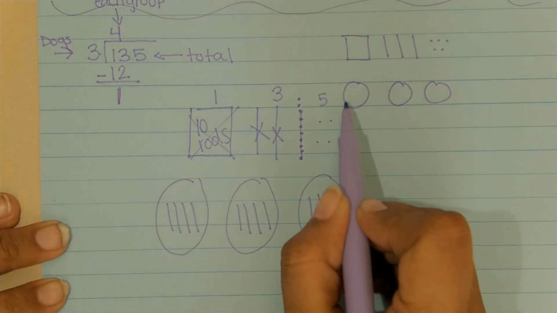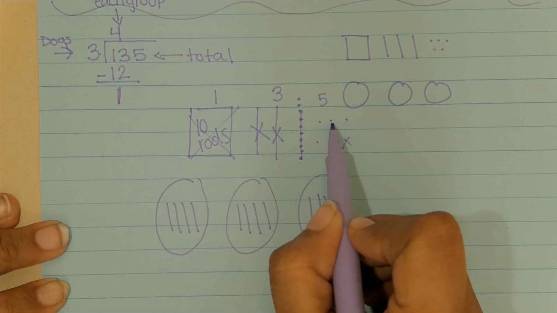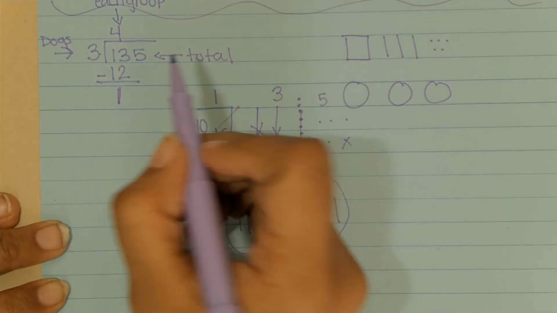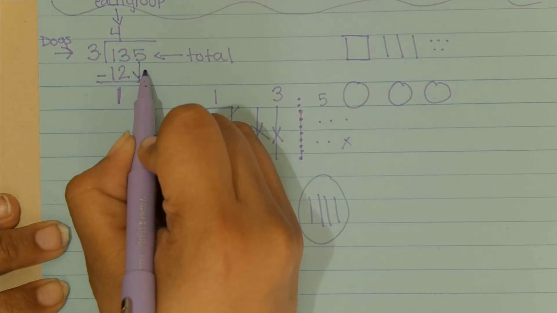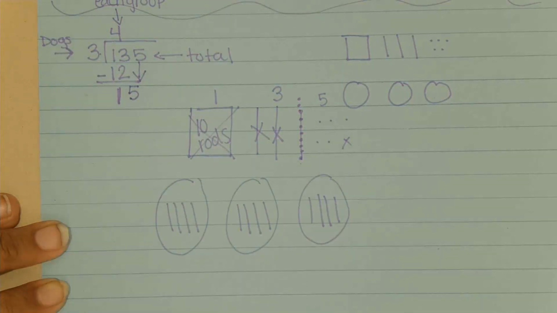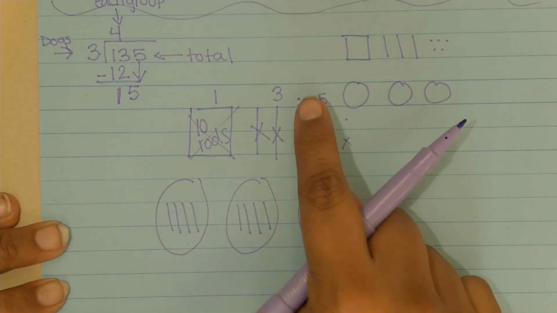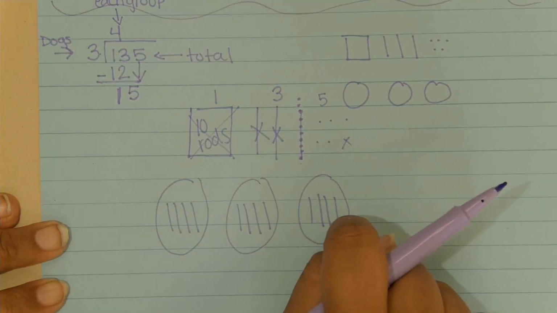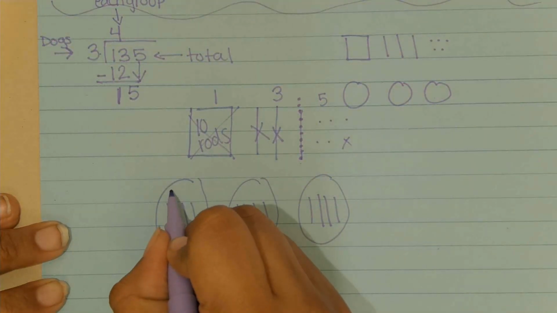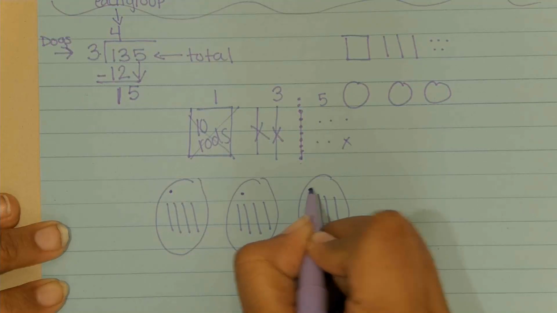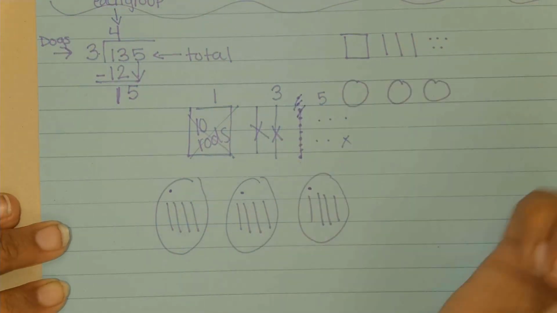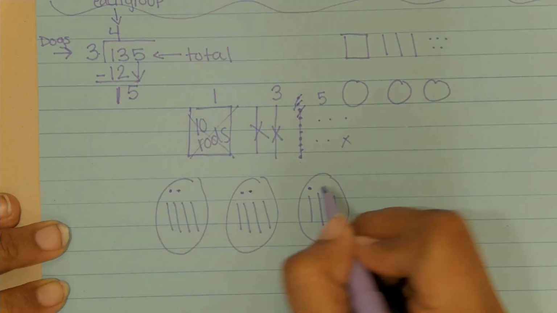So now how many units do I have here? I have 10, 11, 12, 13, 14, 15. Same thing as me bringing down this 5. I now have 15. Now can I divide these 15 units into each group? Well, let's test that out. Let's go 1, 2, 3. I used 3. Another 1, 2, 3.